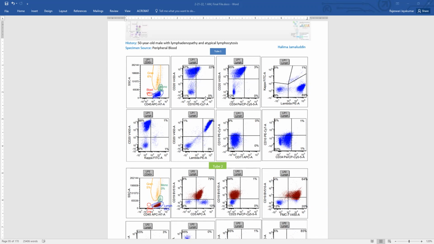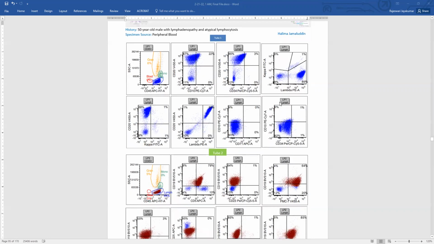Now in CD20 versus CD10, we see that these lymphocytes express bright CD20. They are negative for CD10. The small spray is considered negative, and they are negative for CD34. When we see kappa and lambda, they are all lambda restricted. We don't see any kappa positive B cells. So that shows that these are neoplastic.